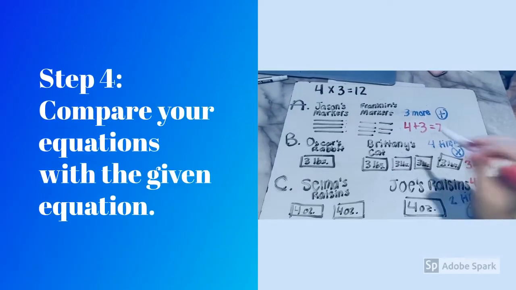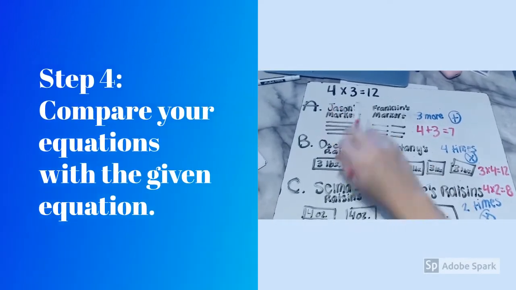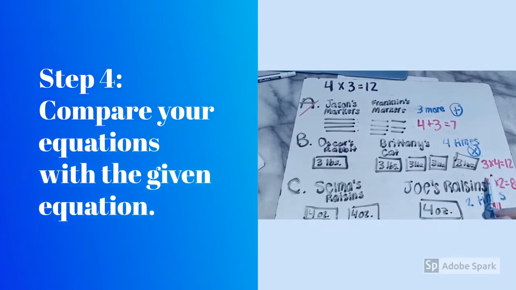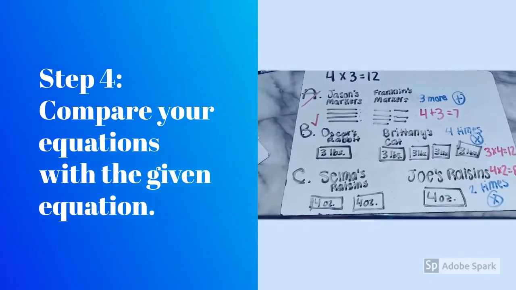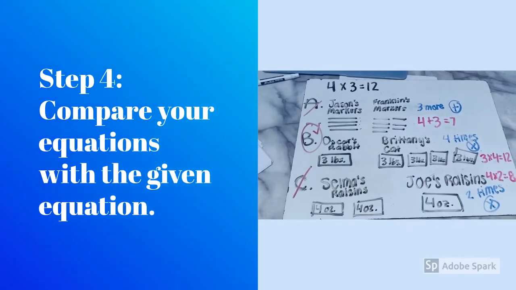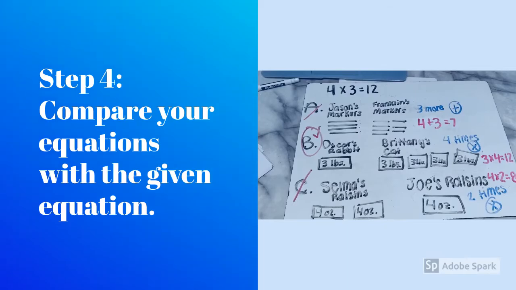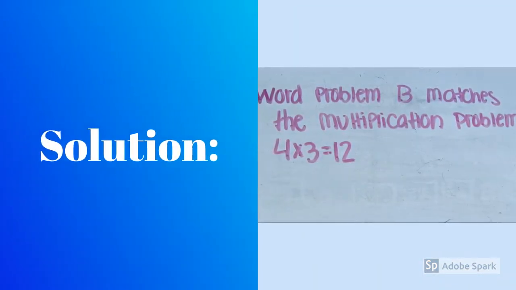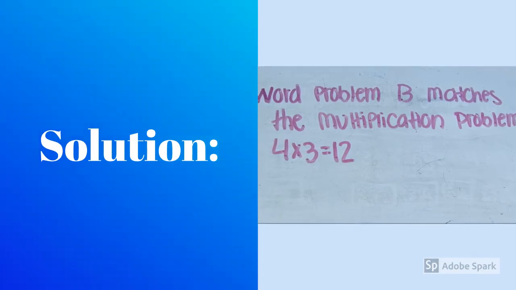Now it's time to compare 4 times 3 equals 12 to all of my equations to figure out which one matches. A is crossed out because 4 plus 3 does not match. 3 times 4 does match, and 4 times 2 does not match. Now I know that B is the only one that matches. That means that word problem B matches the multiplication problem 4 times 3 equals 12.